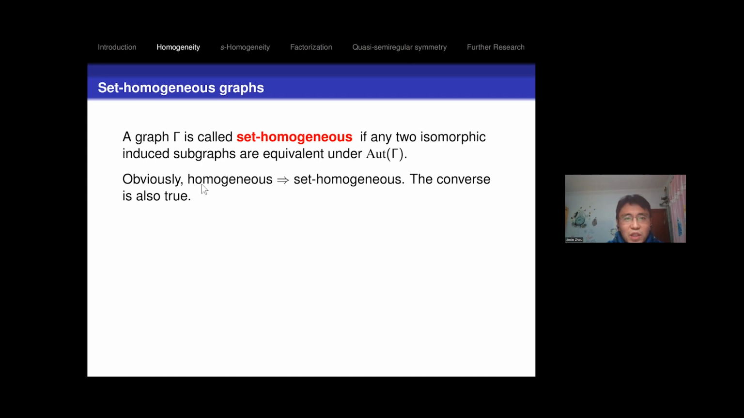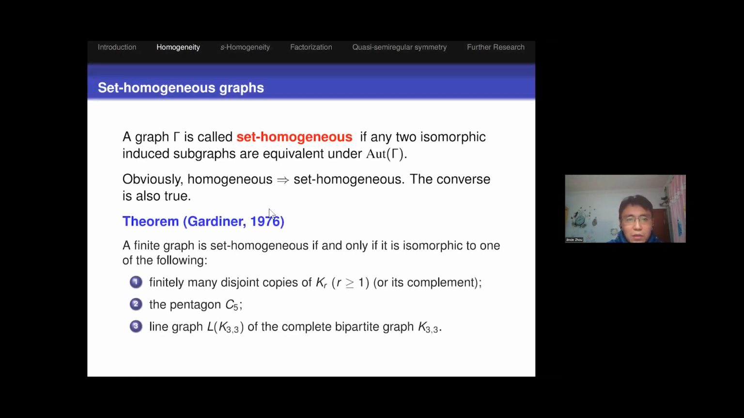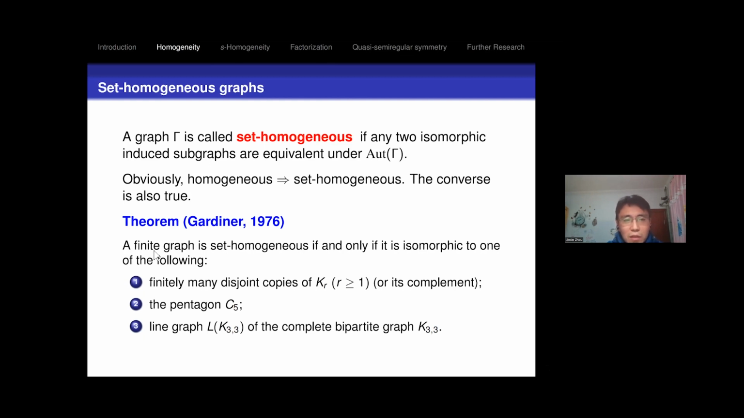By the definition, we can say every homogeneous graph is set homogeneous. But for finite graphs, the converse is also true. Actually, Gardner proved the following result. In this, Gardner gave a classification of finite set homogeneous graphs, and all of these graphs are just the homogeneous graphs.